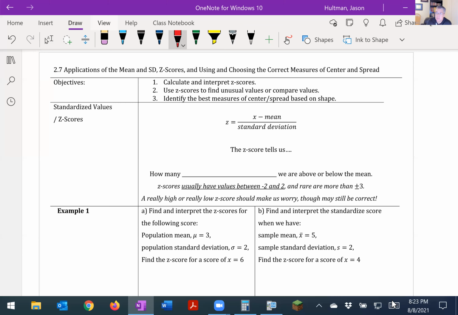Okay, can we compare this distribution to another distribution? The z-score tells us how many standard deviations we are above or below the mean. Usual values are between -2 and 2, and rare values are more than plus or minus 3.